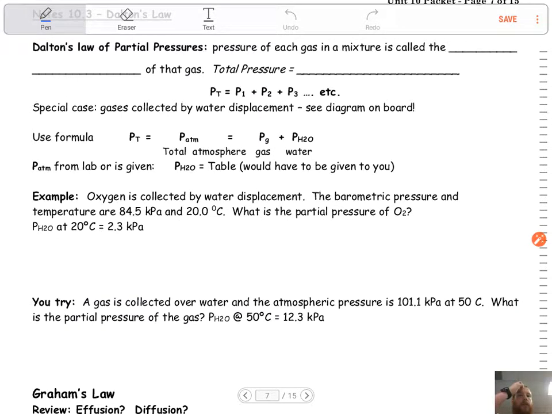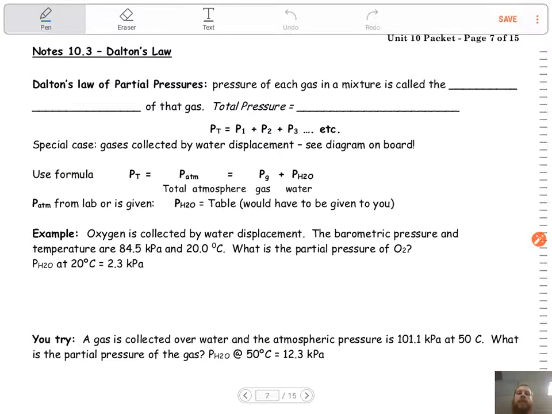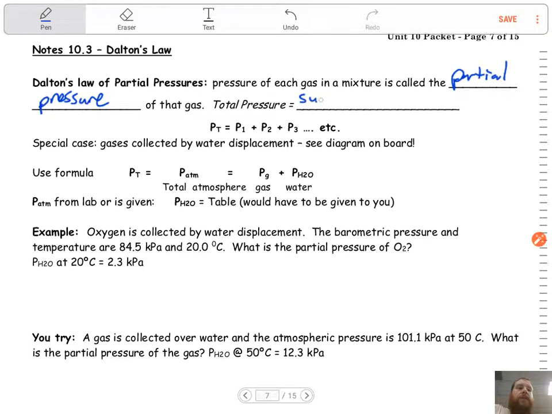So Dalton's law of partial pressure. This is the same Dalton who came up with the atomic theory, those 5 points we talked about way back in unit 2. What he said was that the pressure of each gas in a mixture is called the partial pressure of that gas. So to get the total pressure, you just add up, or it's the sum of all the partial pressures. So, guys, that's pretty simple.